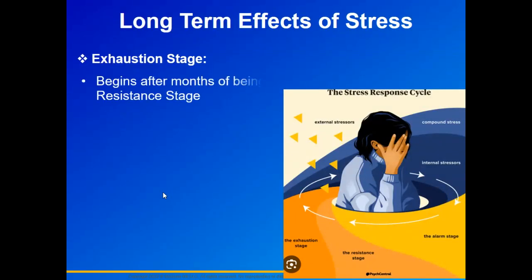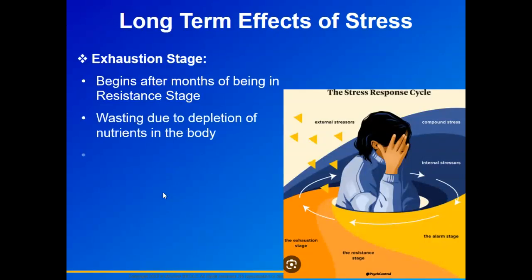All right. So with the exhaustion stage, this is going to begin after, it's individualistic, but after months, at least 1 month of being in the resistance stage. And so this is going to start to cause a wasting due to depletion of nutrients in the body. A really good example of that: if we're stealing glycogen and glucose and stuff from your muscles, what's going to happen to your muscles? They're going to atrophy. They're going to waste away. Then you can get into electrolyte imbalances, right?